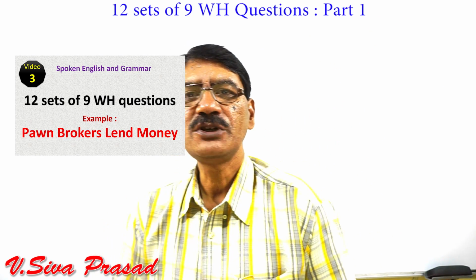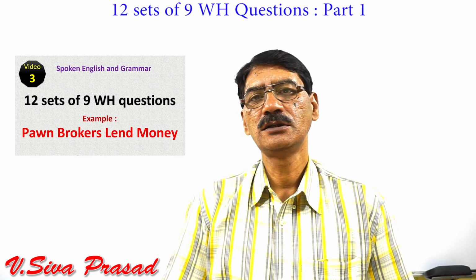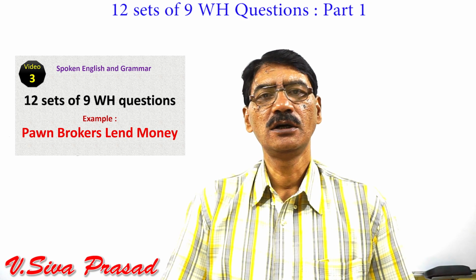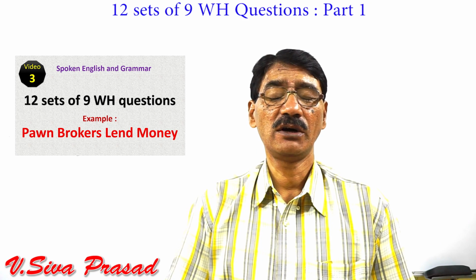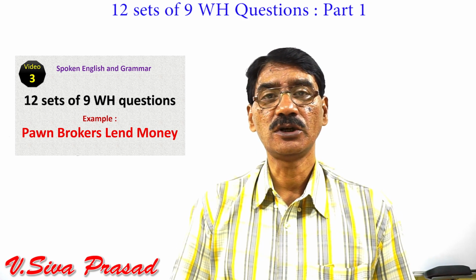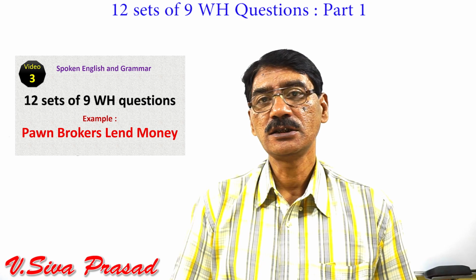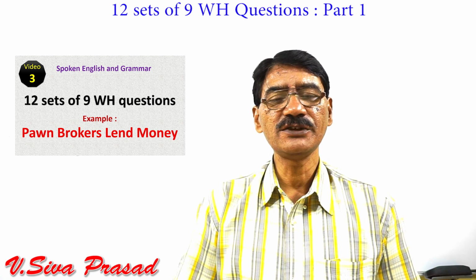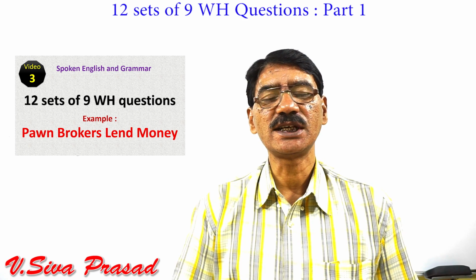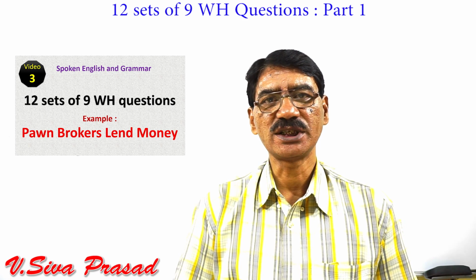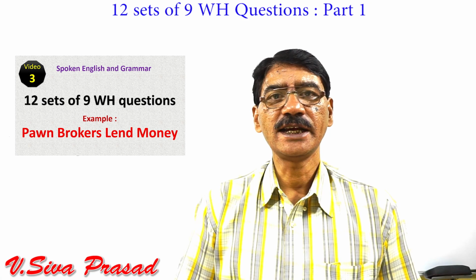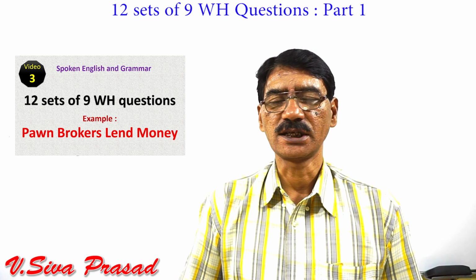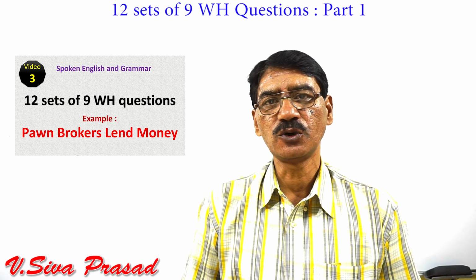Friends, in the previous video, we learnt about pawnbrokers, what they do, where they do, what they sell, what they pawn. All these things we asked in the WH questions in the previous video. In this video, we are going to frame 12 more sets of the WH questions using the 9 WH questions, that is what, where, when, who, all these kinds of things. I'm going to write them on the board for you.